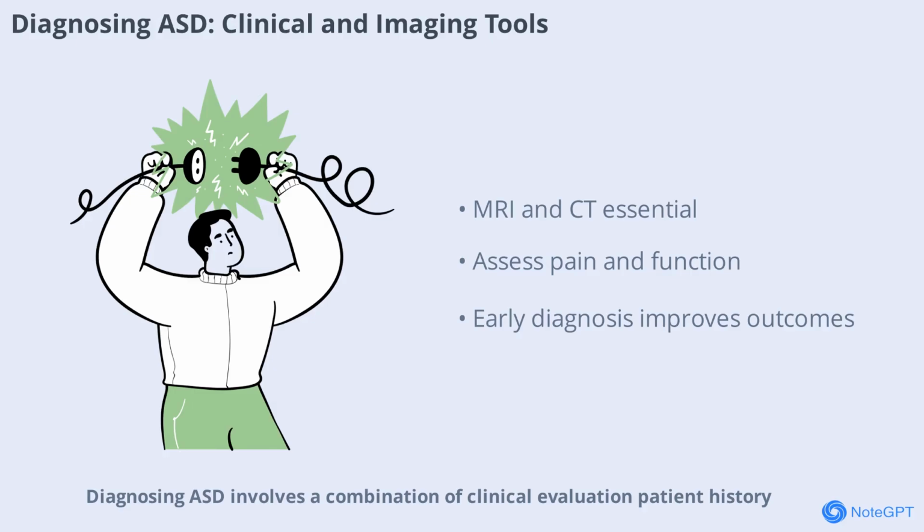Diagnosing ASD involves a combination of clinical evaluation, patient history, and imaging studies. Symptoms such as pain and neurological deficits are assessed, while MRI and CT scans help detect degenerative changes in adjacent segments. Early and accurate diagnosis is vital for effective management and can help guide treatment decisions, whether conservative or surgical.